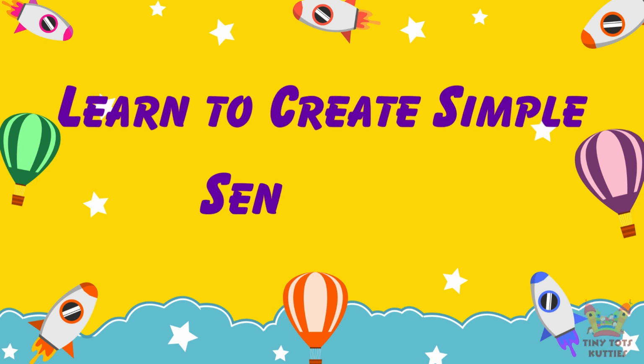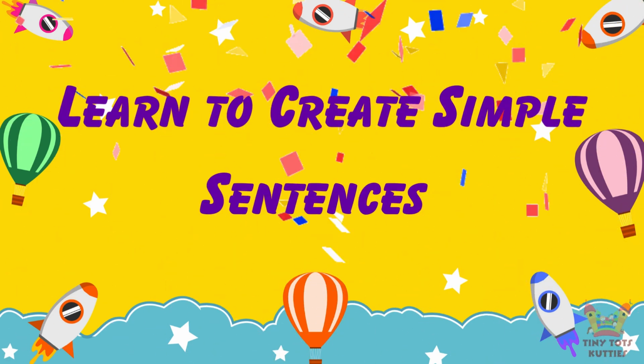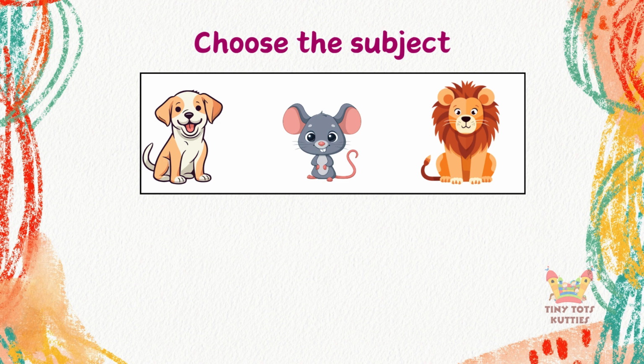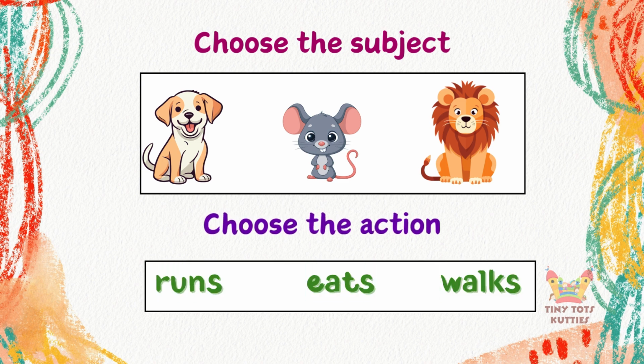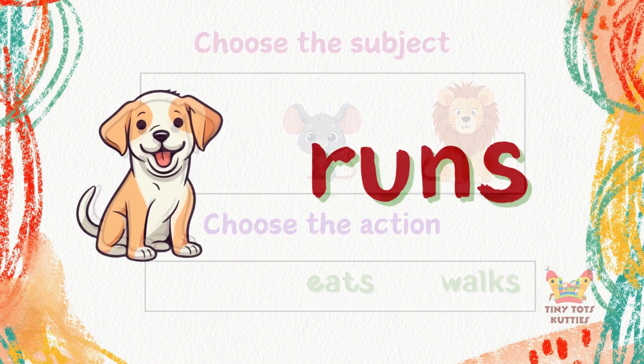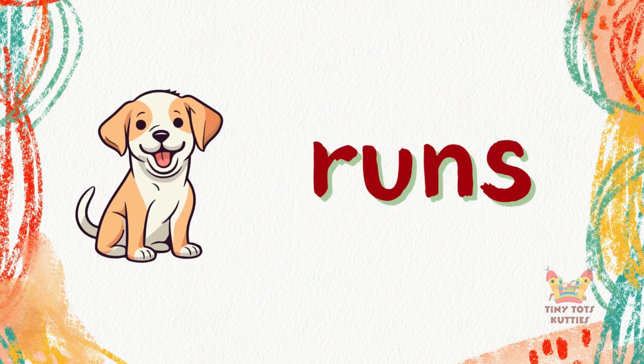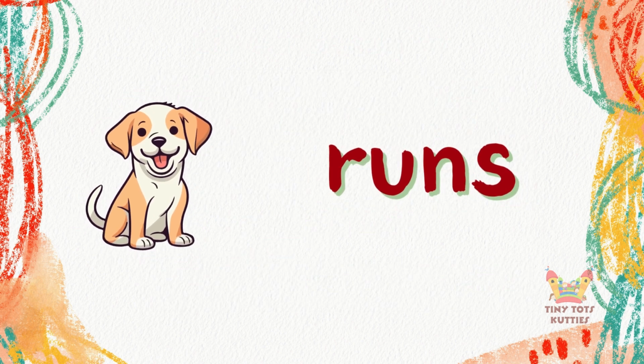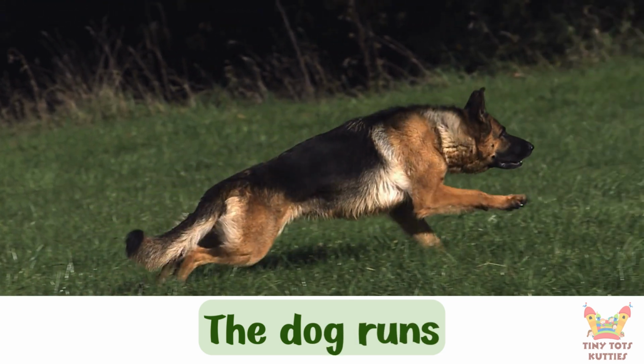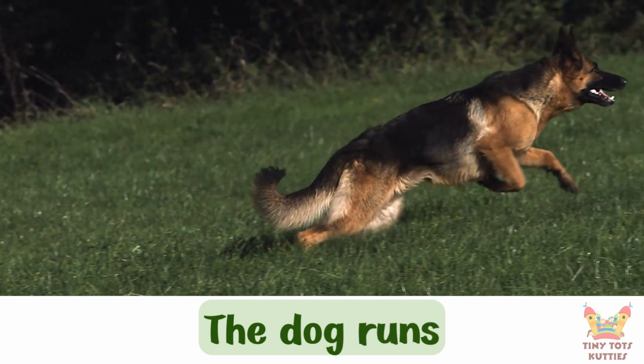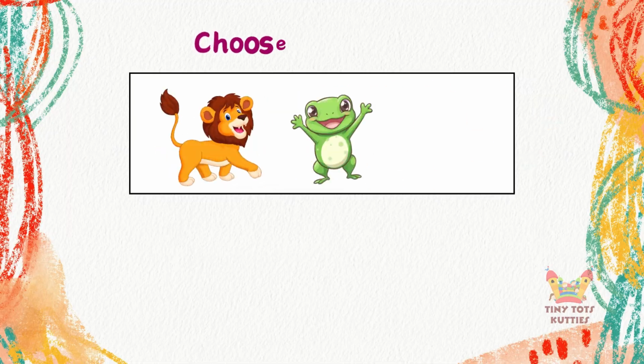Learn to create simple sentences. Here we have to choose the subject and an action. We take dog and runs. Let's make a simple sentence. The dog runs.